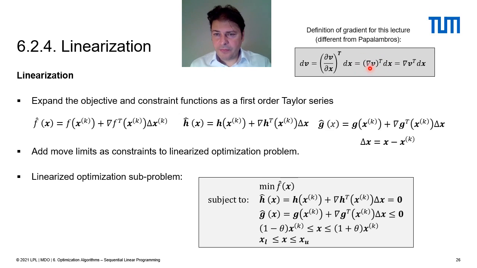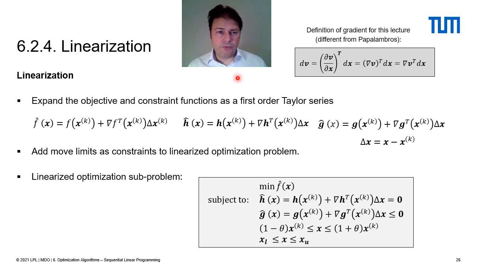Since we want the gradient itself to be also a column vector, we need to transpose it. Okay, so the definition of the gradient can be seen here. We want nabla v to be such that it is a column vector, and then we need to transpose it in order to multiply it to a differential.